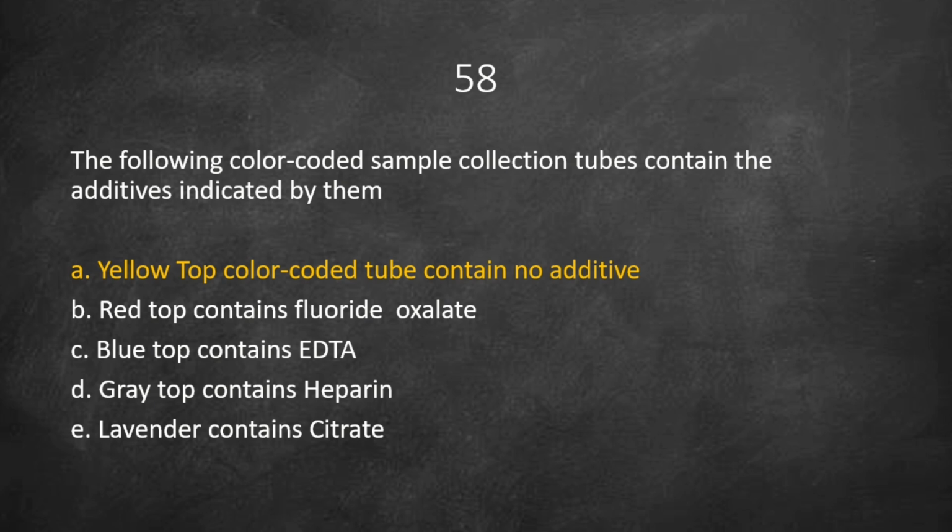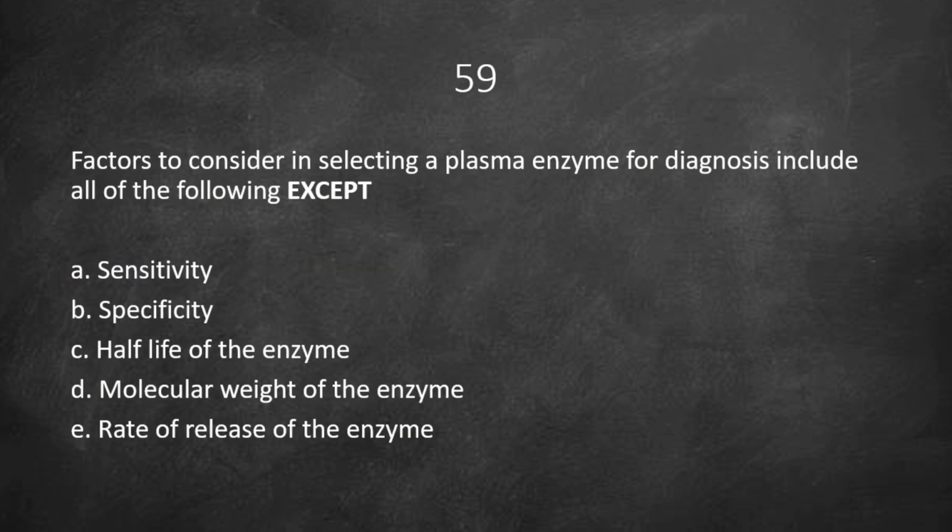Okay, question 59 says factors to consider in selecting the plasma enzyme for diagnosis include all the following except A, sensitivity, B, specificity, C, half-life of the enzyme, D, molecular weight of the enzyme, E, rate of release of the enzyme. So the correct answer here is the molecular weight of the enzyme. It's the only thing that is not needed when you are selecting an enzyme for diagnostic purposes.